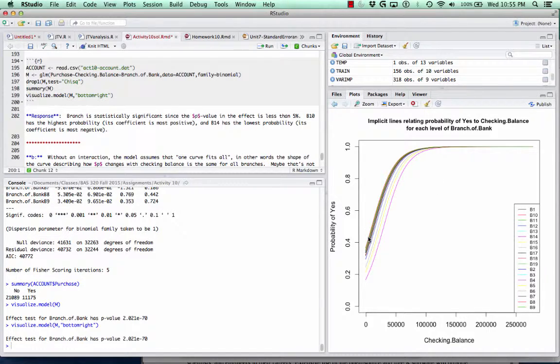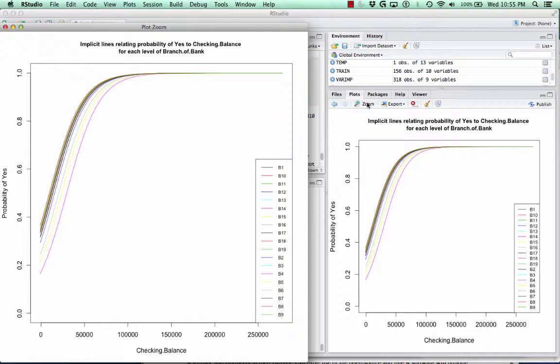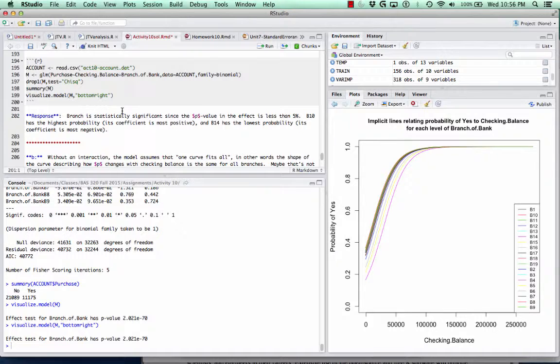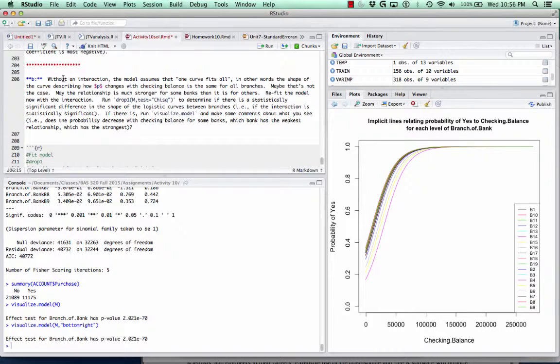Which one has the highest? Well, it's really hard to tell. I said B10 did. B10 looks like a red line, and if I look super closely here, then okay, maybe there's the red line being the highest. So I've got to get the coefficients to really make that assessment.